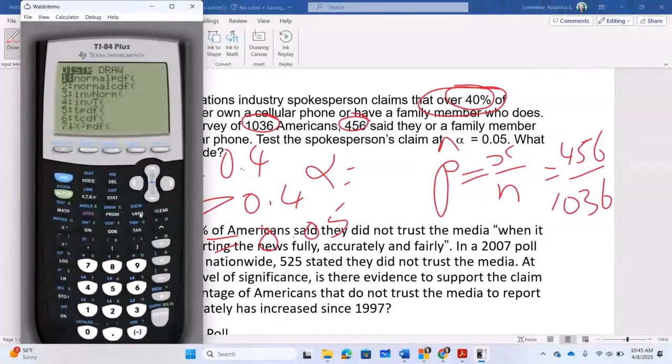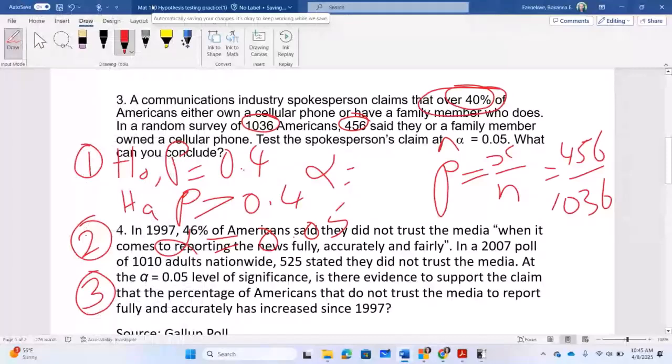So inverse norm, then 0.05. I'm not dividing that by 2 because it's a one-tail right. And I'll remember to change my answer to positive. All right, so I have negative 1.64. So I'll change it to positive. Why? Because I'm doing a right tail. z equal to 1.64. Okay, and now I am going to calculate.